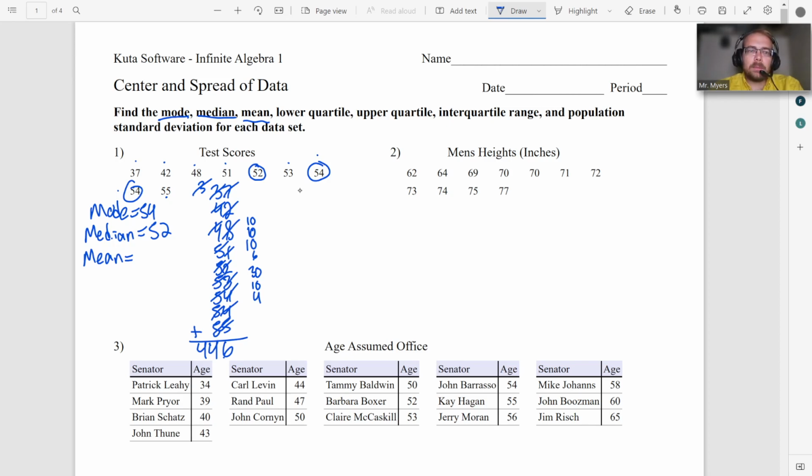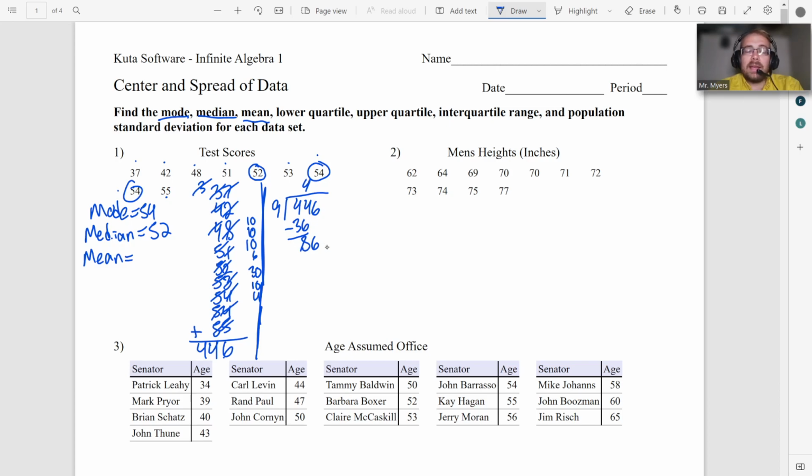So 446, and we would divide that by how many there are. Well, how many are there? 1, 2, 3, 4, 5, 6, 7, 8, 9. Does that even go in evenly? I don't think it does. But we don't have to make it go in evenly. 9 goes into 44 almost 5 times, but not quite. It goes in 4 times, 36. And then we'd have 8 left over.